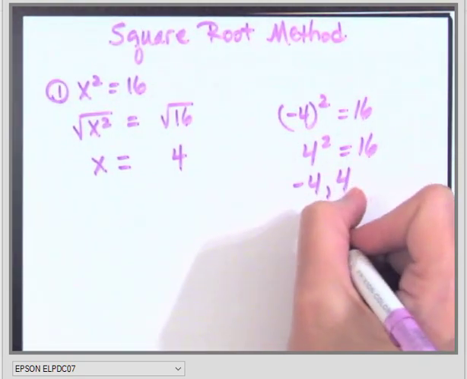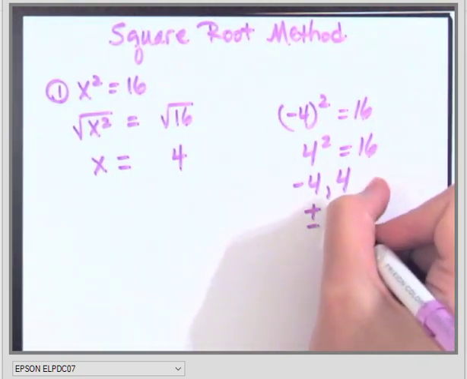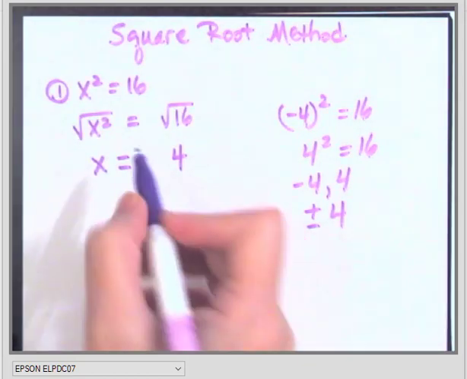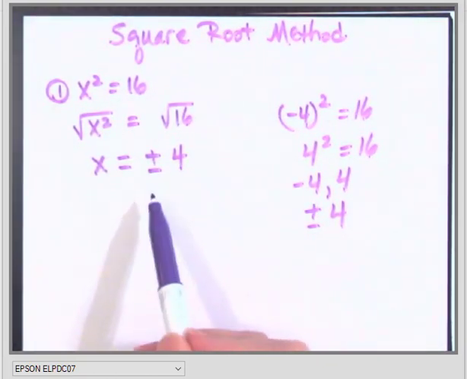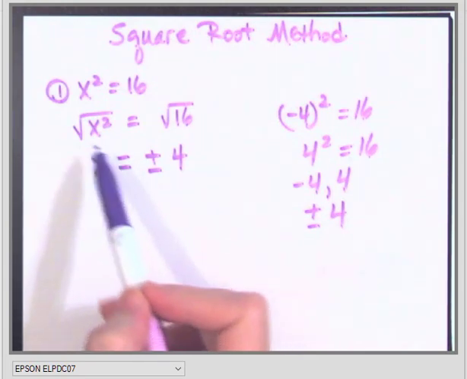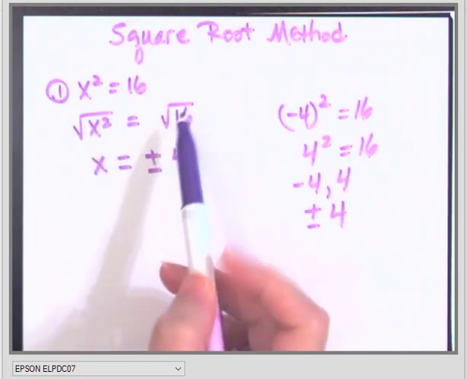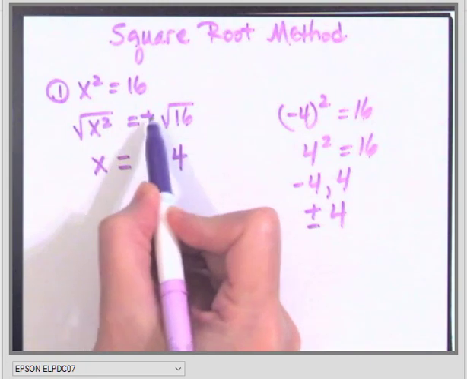We can write that together with a combined positive or negative symbol. So let's write that in front of the 4 to show that it could be 4 or negative 4. And when you're actually doing the process of taking the square root of both sides, park that plus or minus in front.